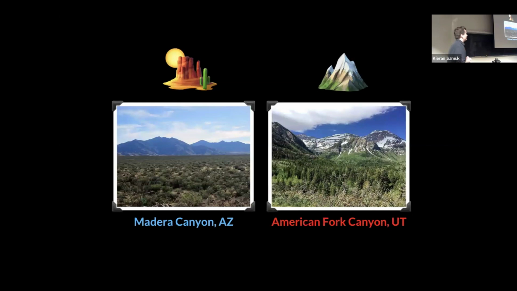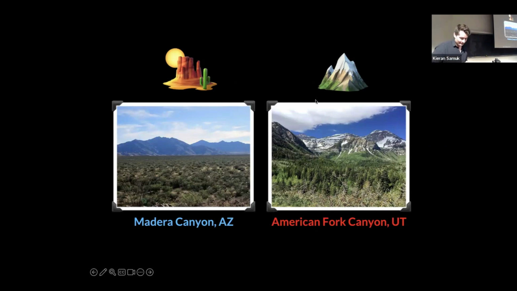Okay, so we chose two different populations to work on for this. One is from a place called Madera Canyon, Arizona, and the other is from American Fork Canyon, Utah. These differ quite a lot ecologically. One is a subalpine forested area, whereas the other is a more scrubby chaparral desert area. When I first started working on this project, I remember looking at this picture and thinking that it looked like an alien moonscape to me. And now it looks like that out my window in Riverside.